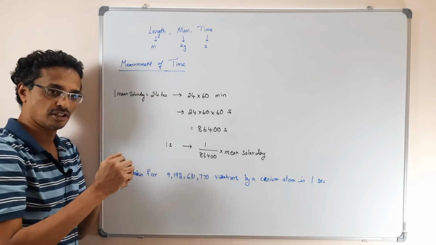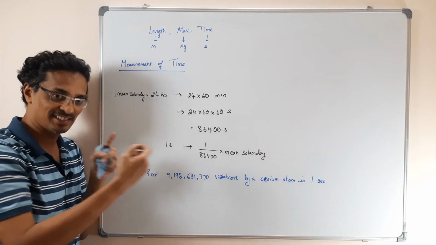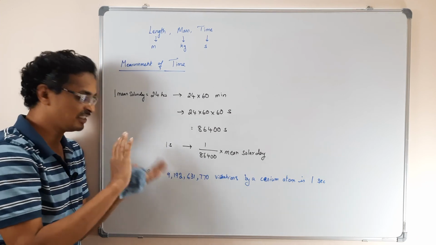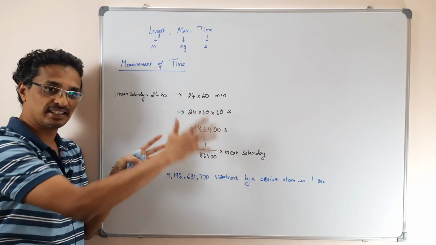For length I said velocity of light. The next one is mass. For mass we can use a Kibble balance. And for time we use a cesium clock. So till now, these are the most precise things we have.